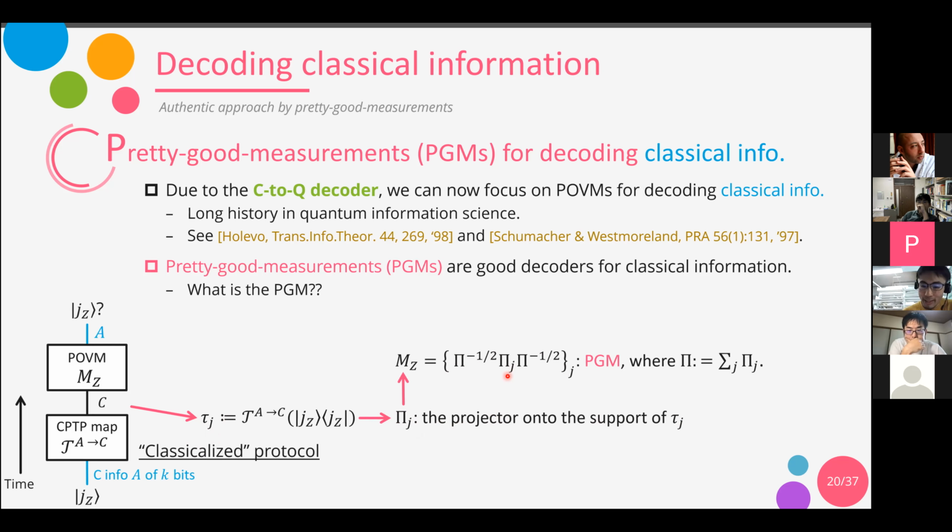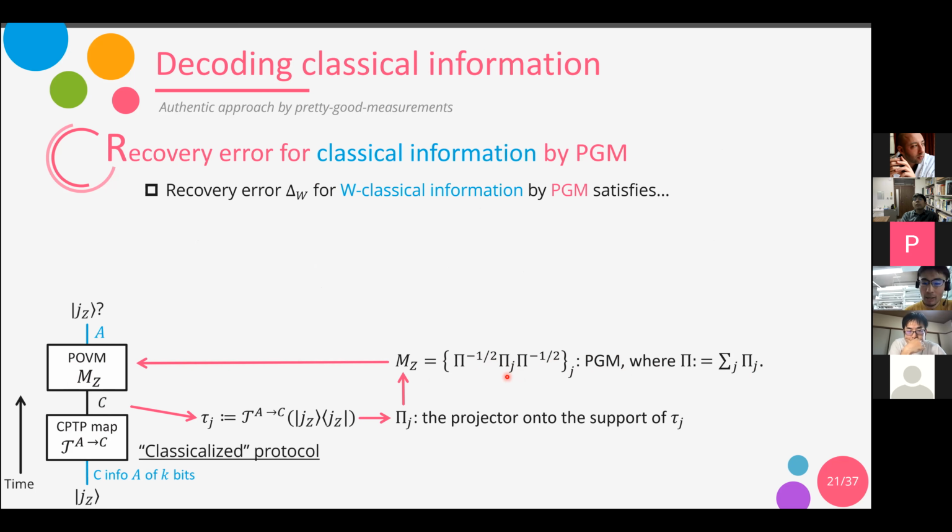Basically, we sandwich pi j with pi to the power minus 1/2, and pi is given by just a summation of pi j over all j. It's straightforward to check that this is a feasible quantum measurement, so you can easily check that this is a POVM. It is known that if we use this pretty good measurement POVM in this decoding process, we can basically decode the classical information. So we are going to use this pretty good measurement, and now I can give you a sufficient condition for the information recovery.